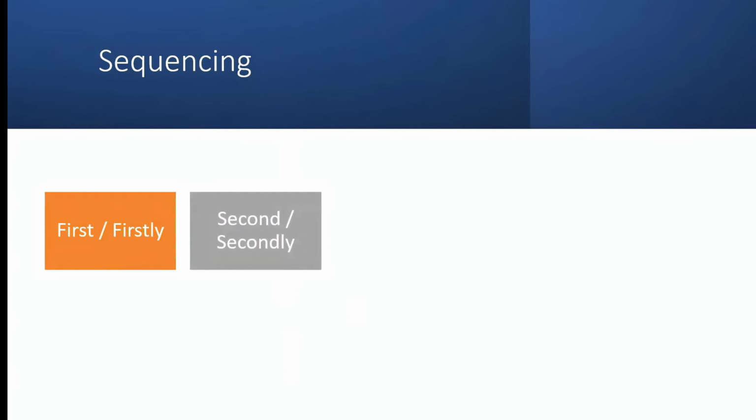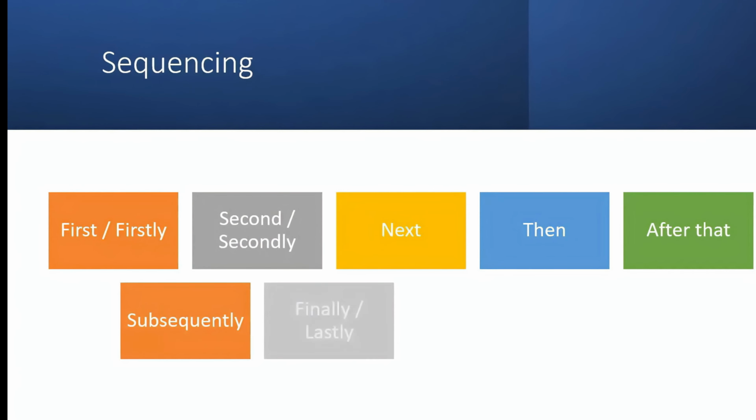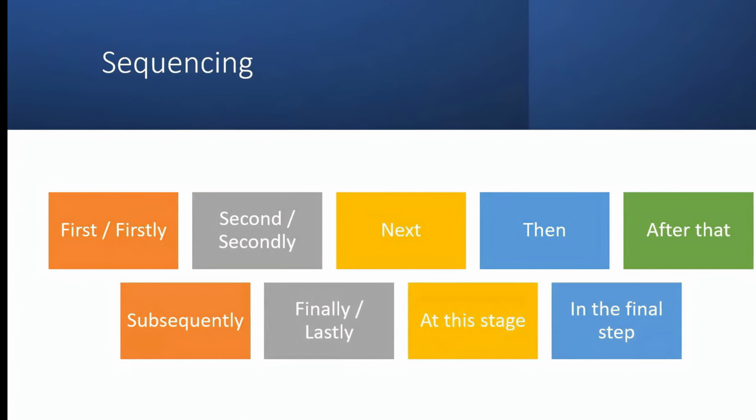Sequencing, for example. Well, firstly, that's a very simple one to use. Secondly, very predictable and simple. Next, then, these are the easy ones, the simple ones that you would say you must use something like this. But what about after that? That's a useful one. Subsequently, finally, lastly, at this stage, and in the final step. These are other alternatives. Instead of saying firstly, secondly, thirdly, fourthly, fifth, you can use other expressions to vary your grammar in sequencing linking words.